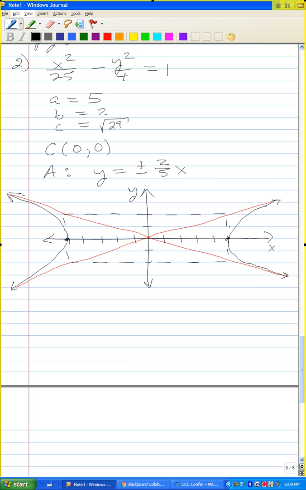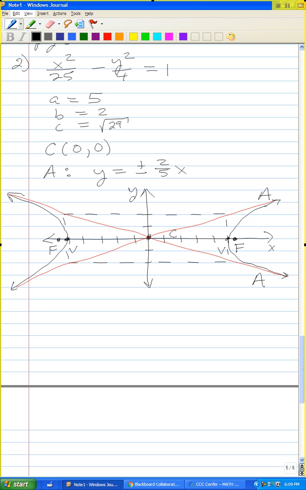So here are my vertices. Here's my center. Here are my asymptotes. And for my foci, the square root of 29 is a little bit bigger than 5, but less than 6, so probably about here are my foci. Okay, and that's your answer. That's what the graph looks like.